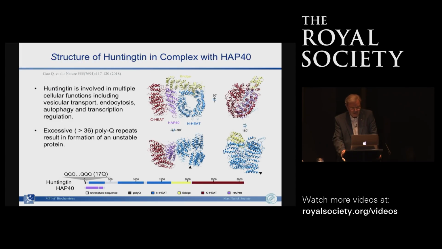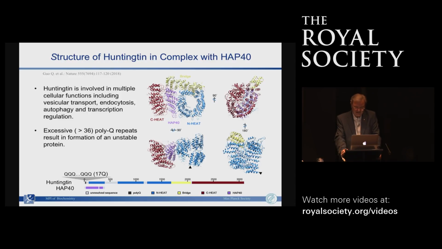Now, I will begin with aggregates of Huntingtin. I think you all know about Huntingtin, and a few weeks ago, or a month ago, we determined the structure of the full-length Huntingtin, which was by single particle analysis.